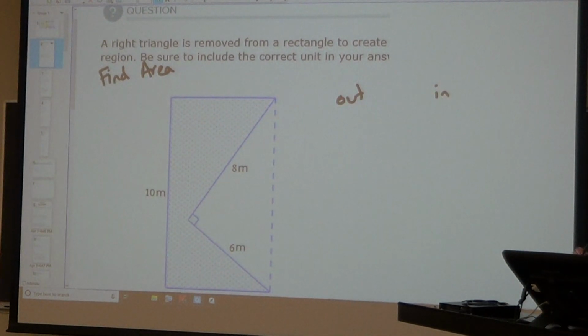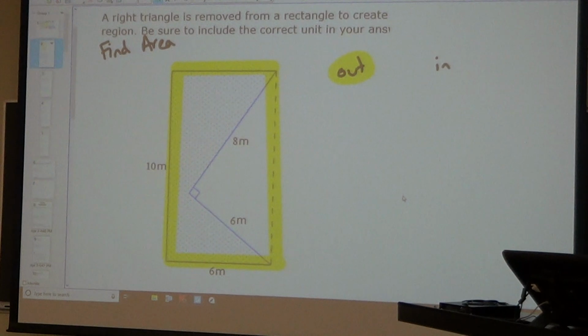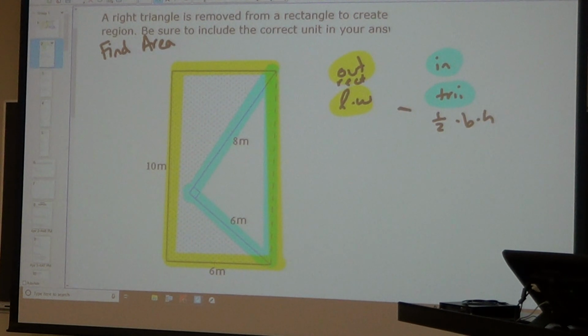So what is my outside shape? My outside shape is going to be a rectangle. Length times width. And my inside shape is a triangle. 1/2 base times height. And we got those all off of my formula sheet. And we are subtracting because we're taking that piece away.